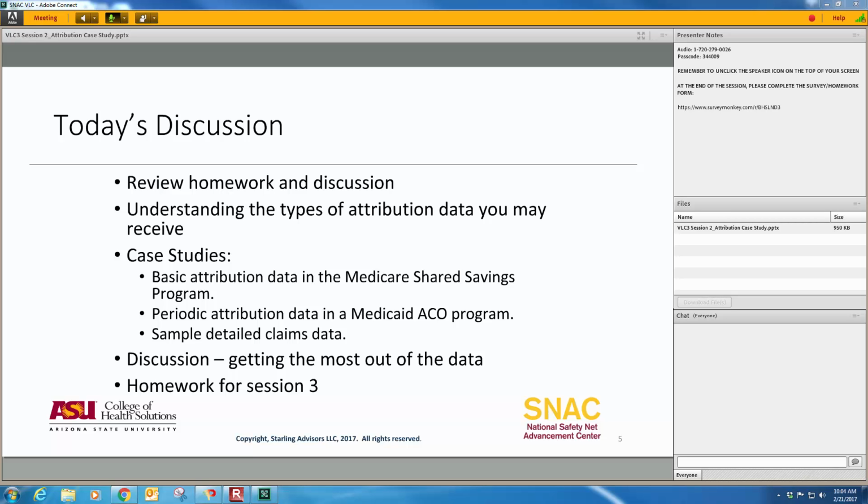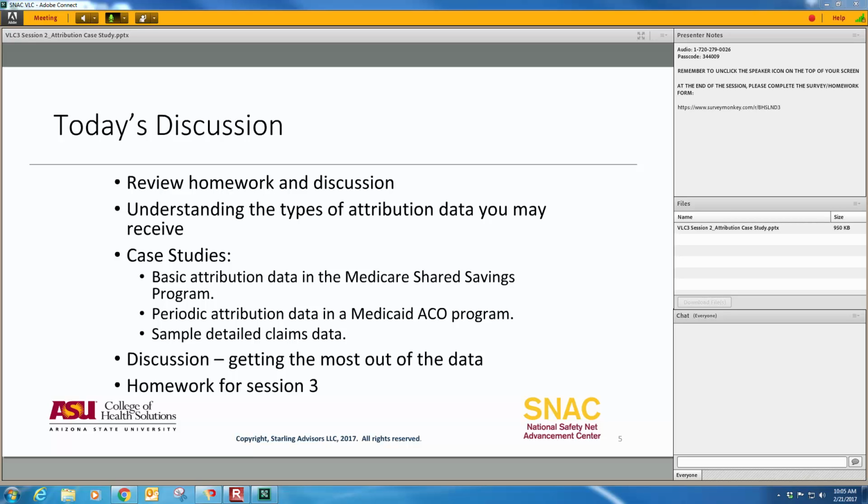In today's discussion, we're going to be quickly going through some information from the homework last week and talking through the types of attribution data that you may receive from your payers. The case study looks at 3 very specific types of data that are actual real life, with the exception of false names, medical record numbers and dates of birth whenever we had patient-level data.